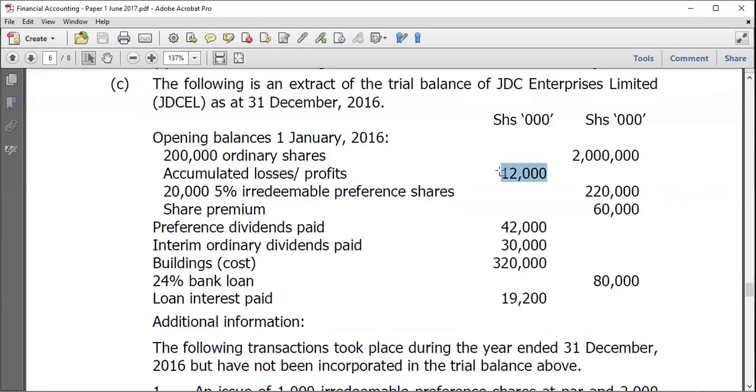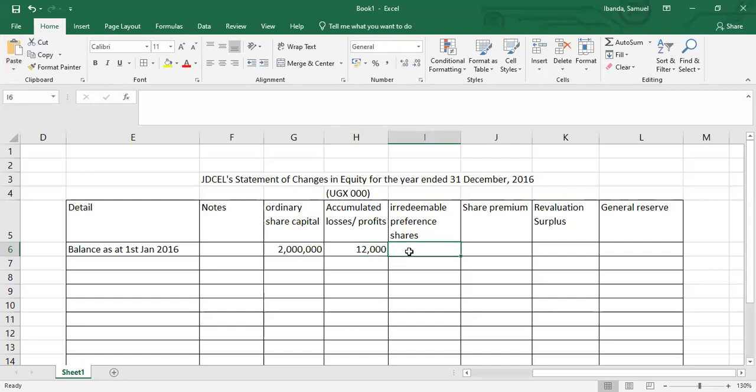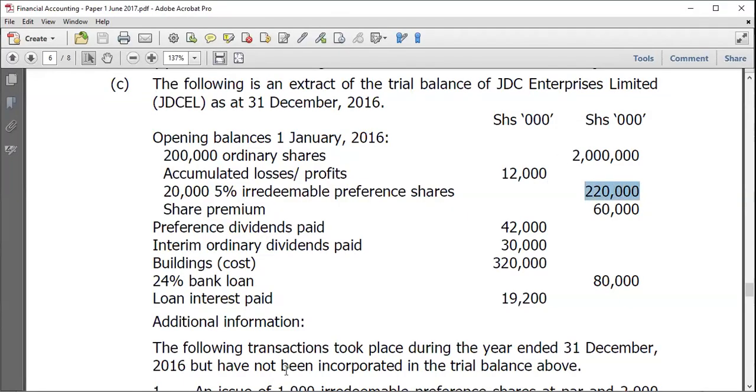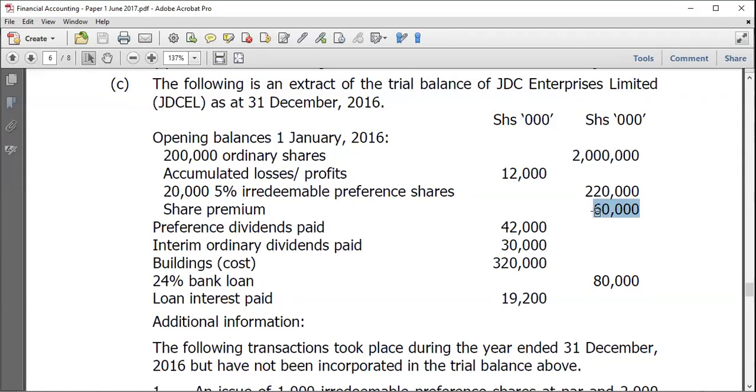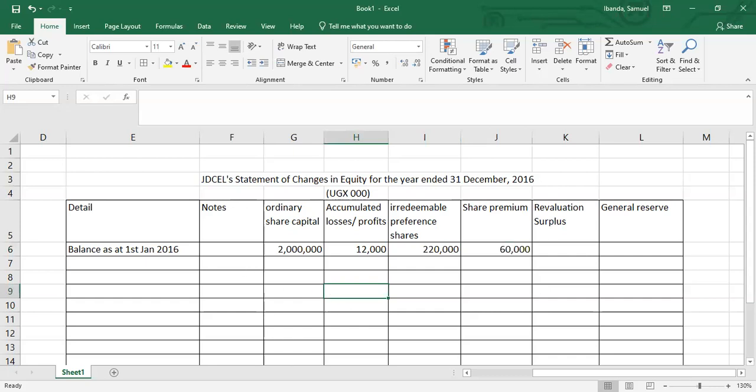And then accumulated loss is 12,000, so I'll just come here and put 12,000. And then irredeemable is this, and then I'll include my 60,000 right there. So that is what I basically have. I don't have a balance for revaluation, and also here I didn't have any balance. These are new accounts that came through during the period.